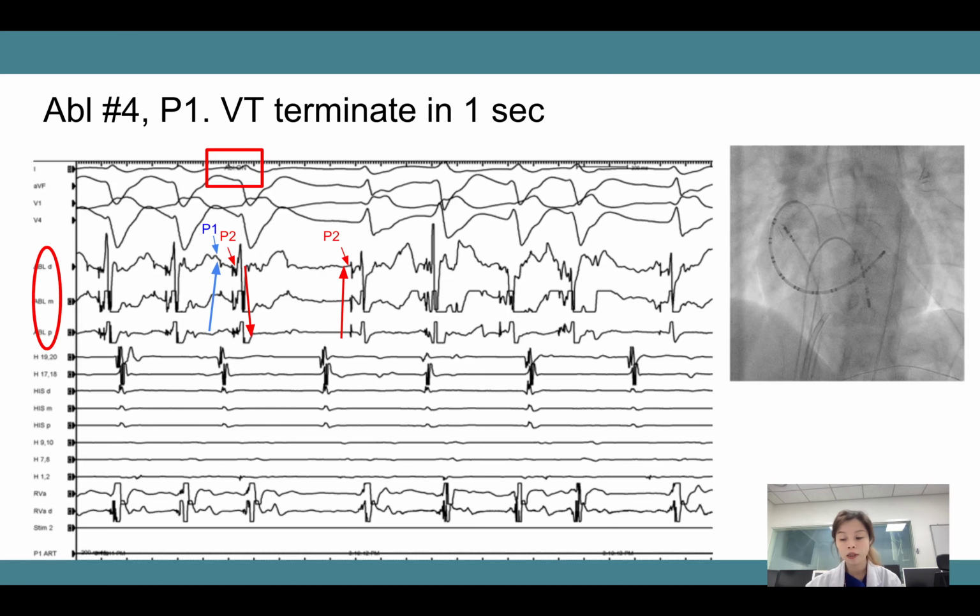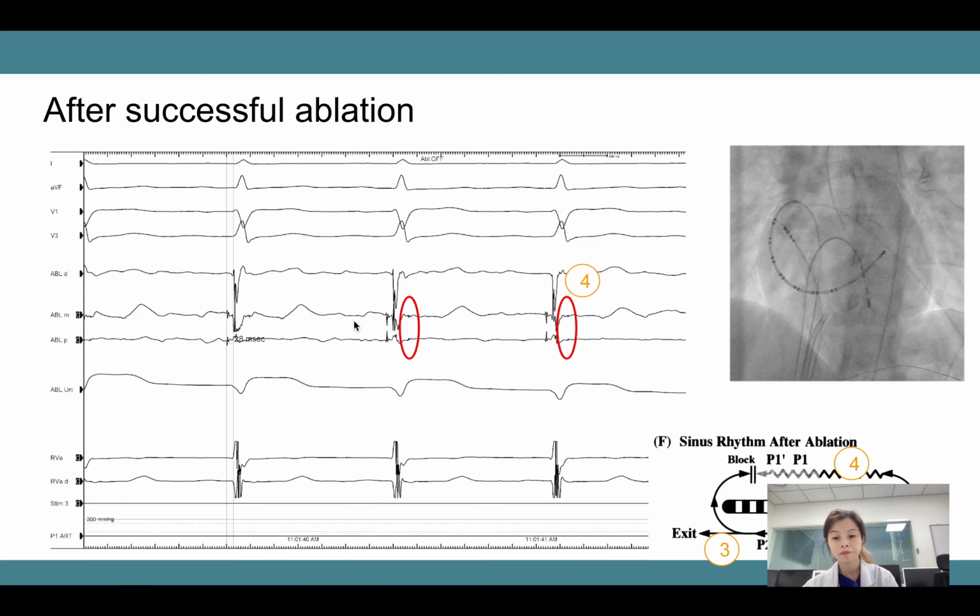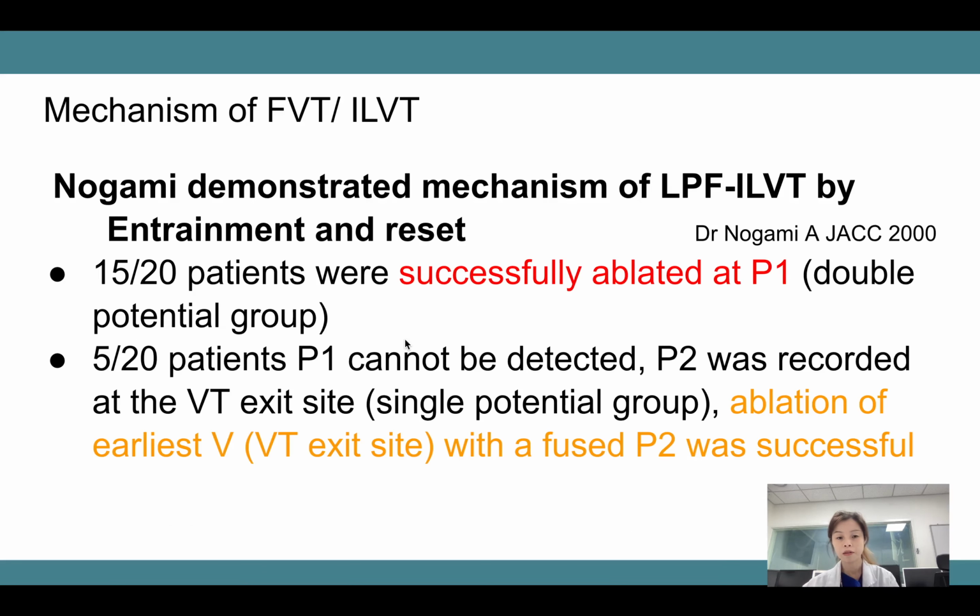So back to our case. During ventricular tachycardia, we can map the nice P1 and P2 signals before the QRS complex, which traveled in different directions, while in sinus rhythm, only the P2 signal can be recorded. And in our case, after successful ablation, we can map a delayed P1 potential after the QRS complex.